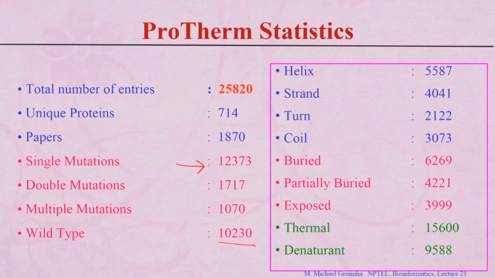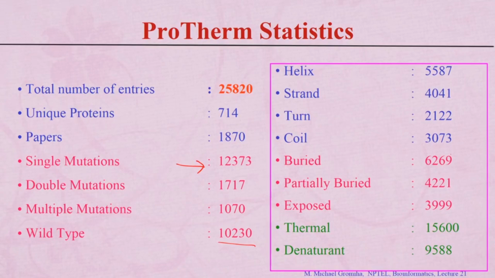So you can see that most of them are helix followed by strand, and we also have a sufficient number of mutations in the turn and coil. You can use this information to understand the factors which influence stability in helix and strand, whether they are the same or different. You can carry out this analysis.